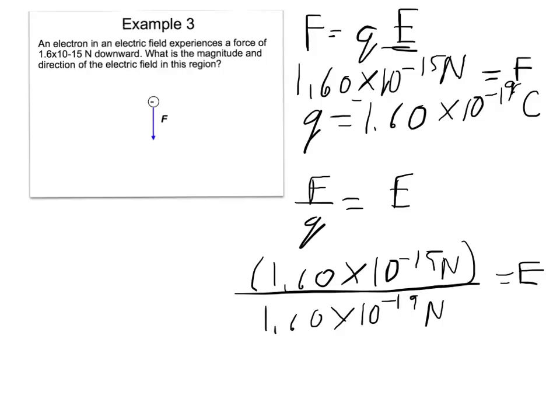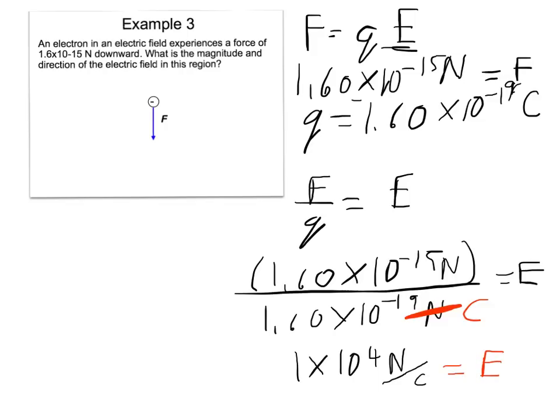Well, this is an easy one. 1.60 divided by 1.60 is just 1. And then I subtract the exponents because it's division. Negative 15 minus negative 19 is negative 15 plus 19. So that's 1 times 10 to the 4th newtons per kilogram. Sorry, coulomb. Goodness, I'm making mistakes with my units here. And I noticed that I listed that charge wrong. That should be coulombs. So, charges in coulombs, forces in newtons, divide, I get newtons per coulomb. 1.0 times 10 to the 4th newtons per coulomb is the strength of my electric field.